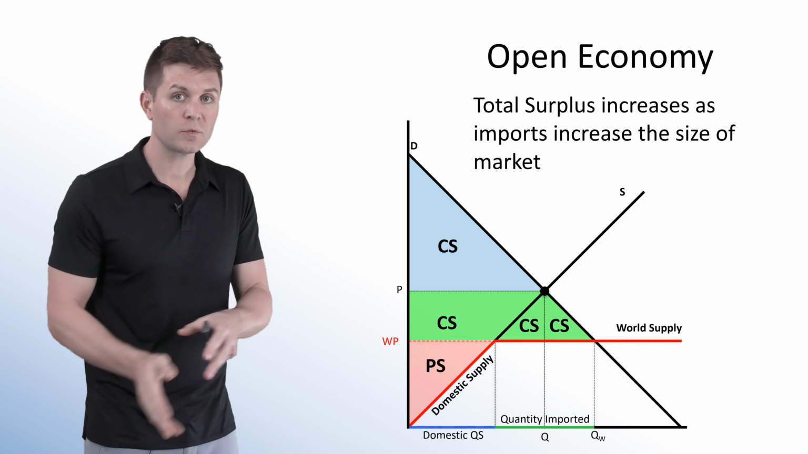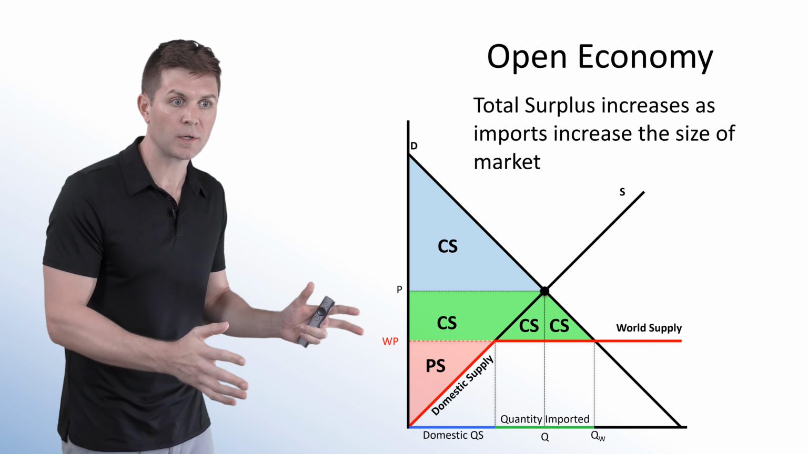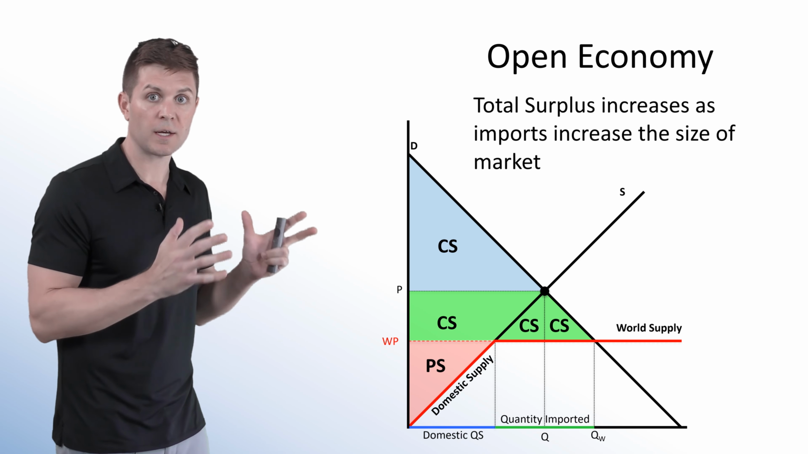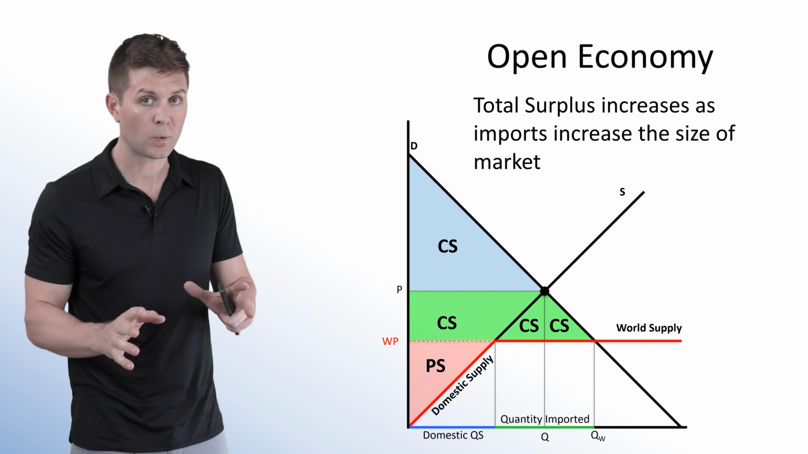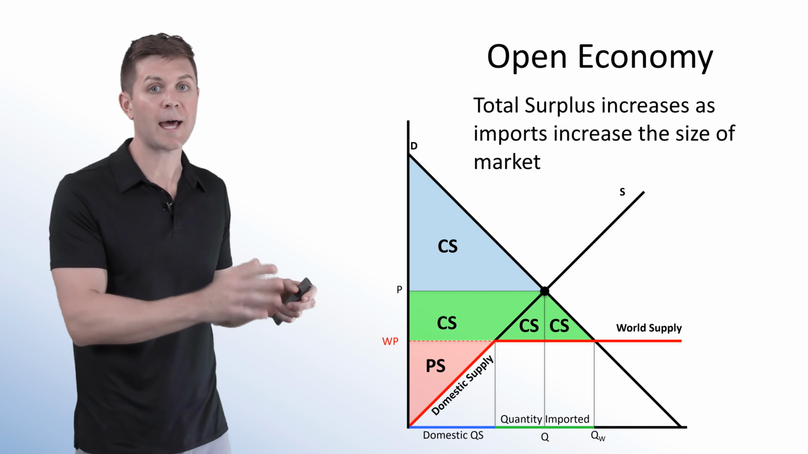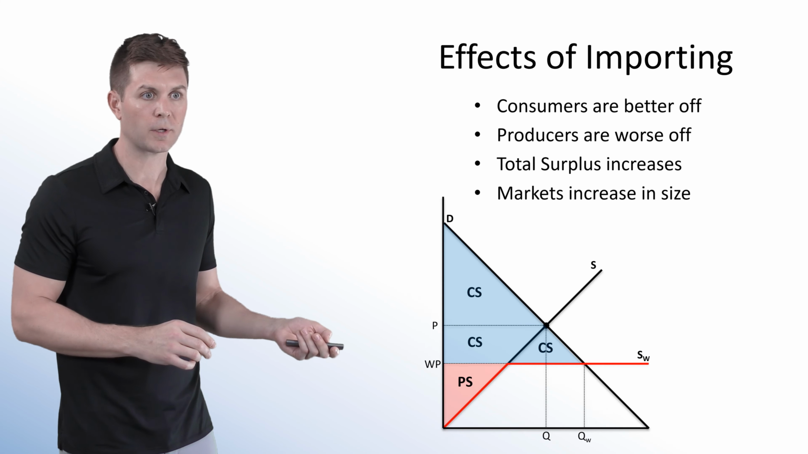Now, we have more consumers buying, we have a larger market here, so we did get a significant area of increase in total surplus. Even though the producers get hit on this one, the consumers gain a lot of extra surplus in this particular market.